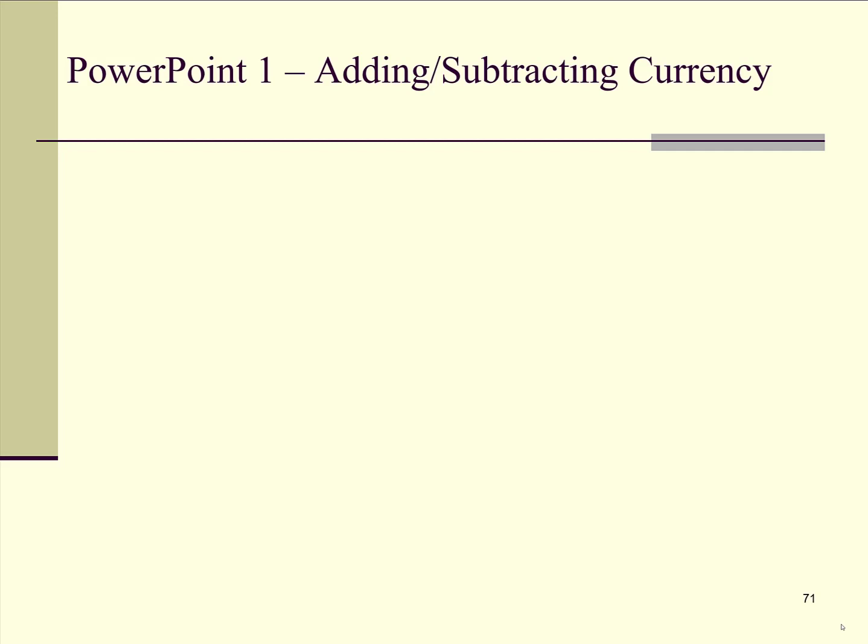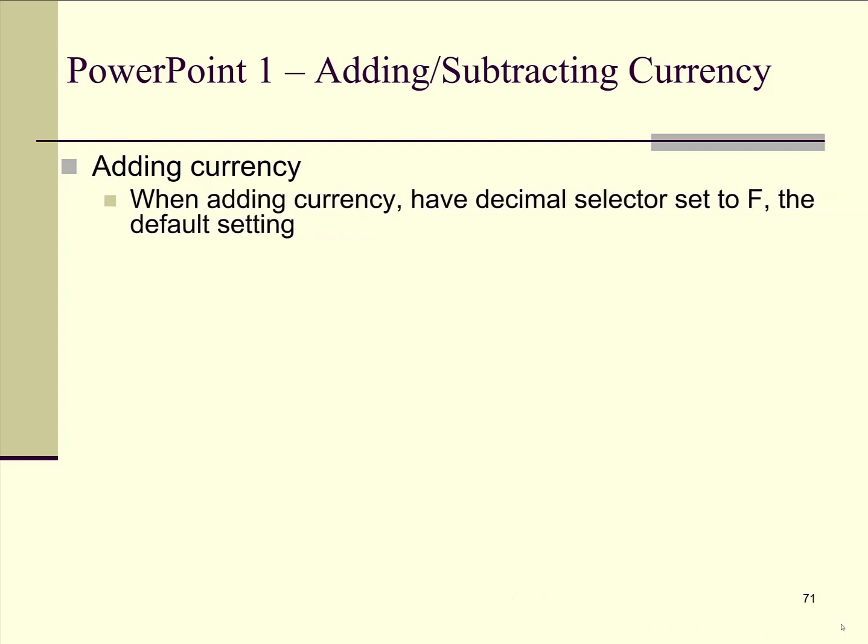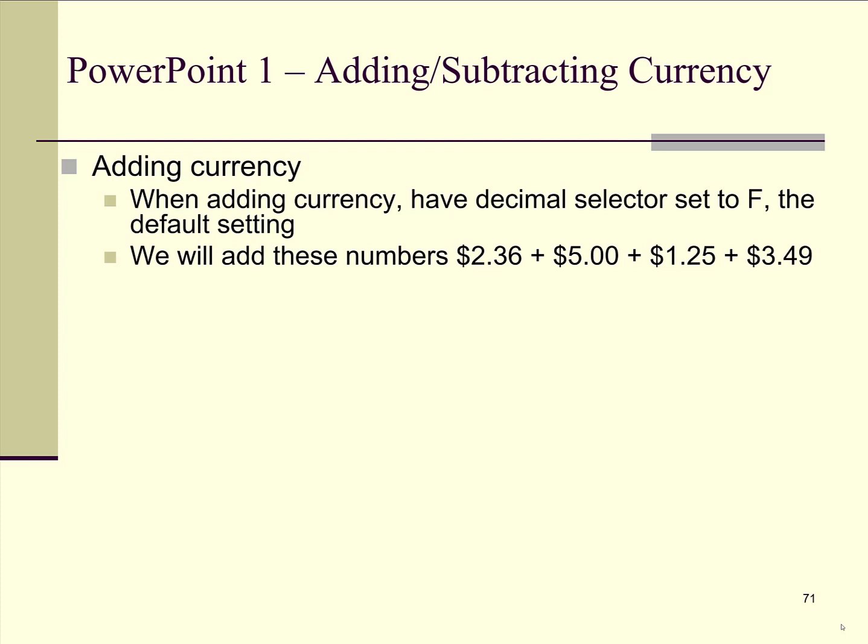Our next topic is adding currency. So when we're adding currency, we're still going to have our decimal selector set to F for floating. That's the default setting. And the problem we're going to do is add $2.36 plus $5 plus $1.25 plus $3.49.